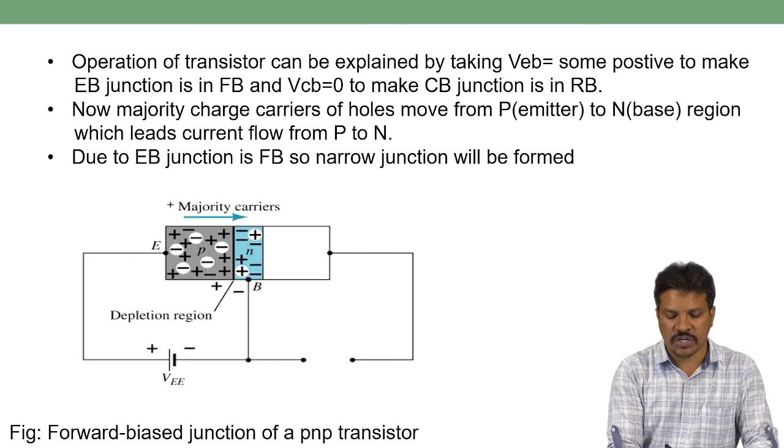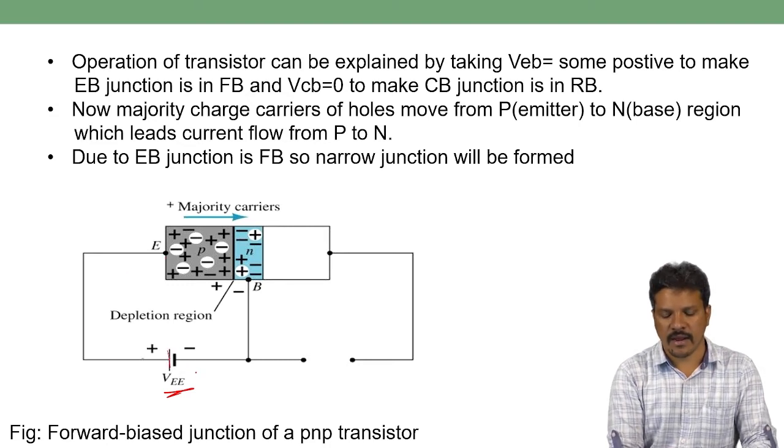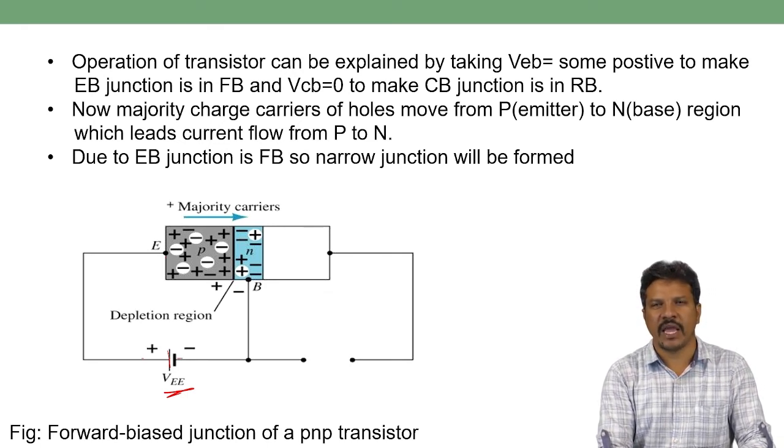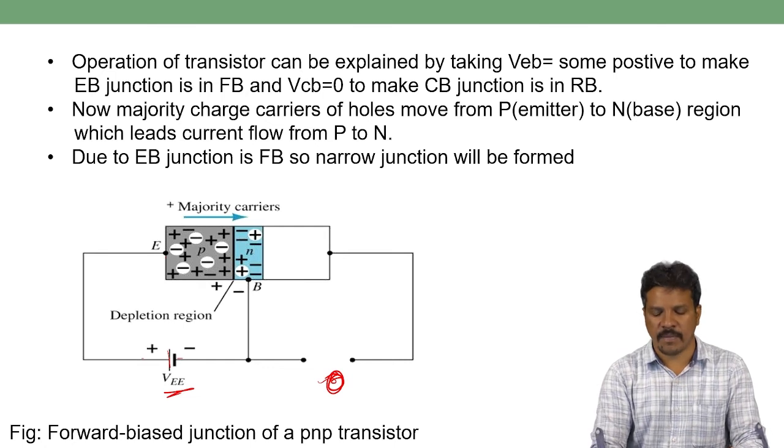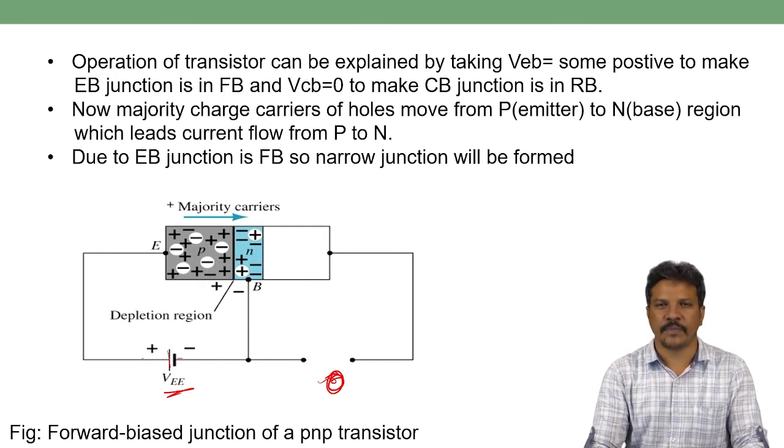The emitter base junction, this is the emitter layer and the base layer, is forward biased. By connecting the positive terminal of the battery to the emitter layer and the negative terminal of the battery to the base layer, it is said to be forward biased between emitter and base, while keeping the collector base junction at 0. In order to understand the emitter base layers' operation, we keep the output junction at 0. When connected in this way, it is just like a p-n junction diode connection, a PN junction diode in forward bias.